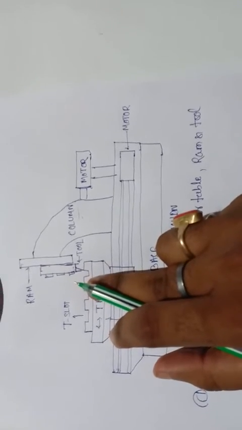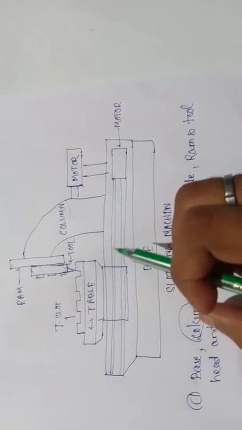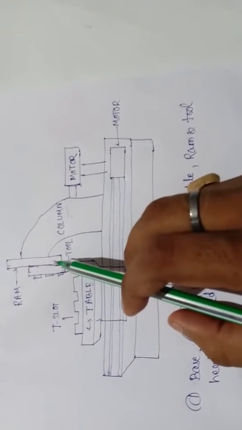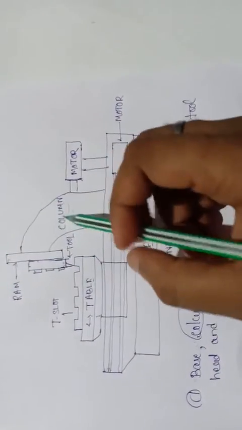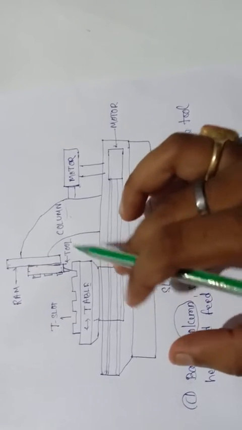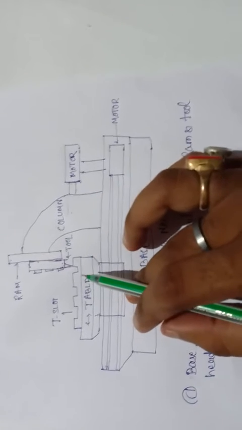Then the feed drive provides the arrangement of longitudinal and cross feed of the table, either by power or manually by hand. It also provides the arrangement of circular or rotary feeding of the table on a vertical axis.